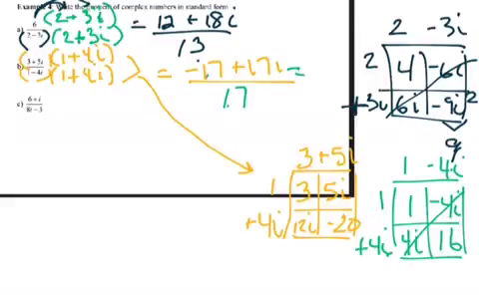Now I notice that all three of these pieces are divisible by 17, so when I do that, I'm going to get negative 1 plus 1i over 1. So it simplifies to negative 1 plus i. Alright, so I would like you to do the last one and bring it into class for homework.